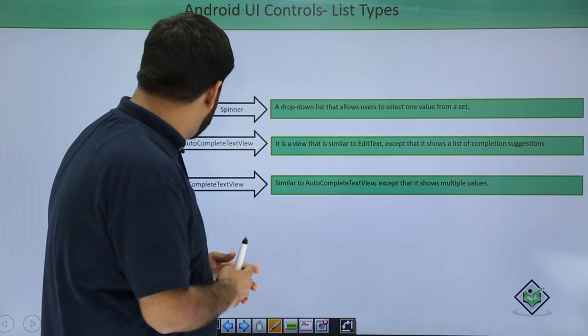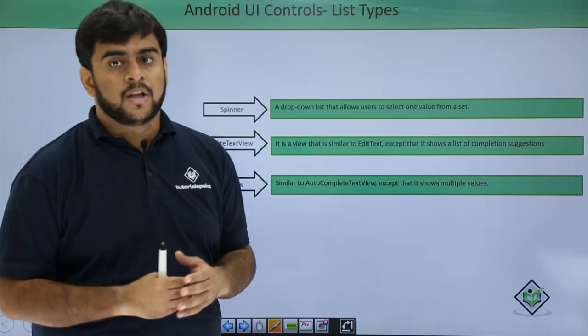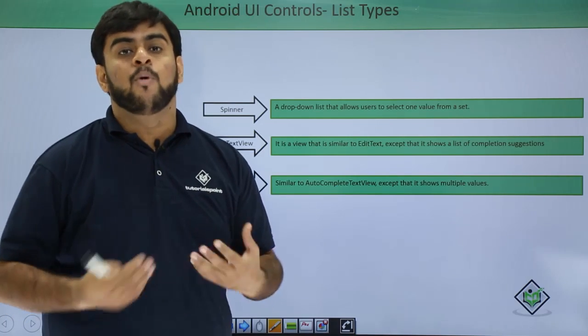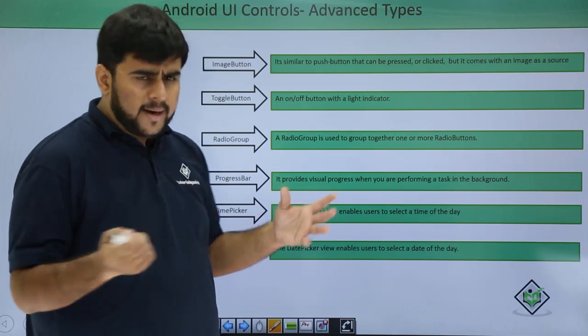After this, we have a multi-autocomplete text view. It's quite similar to the autocomplete text view. The only addition is that it can have more than one value. After this, these are some advanced types.